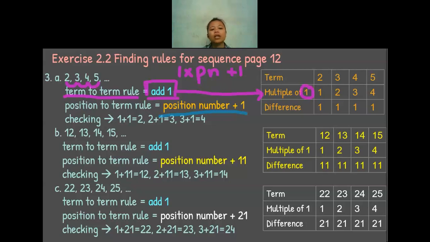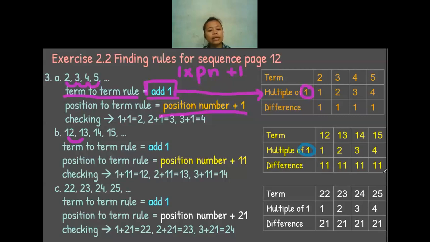Same in here, we already have the sequence. When we check the term to term rule, or the difference, it is plus 1. So the term to term rule is plus 1. So later for the table, we will be having multiples of 1. When we already have the table, we need to find the difference. 12 minus 1 will be equal to 11. 13 minus 2 also will be equal to 11. All the differences are constant.